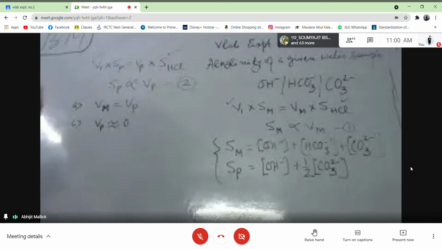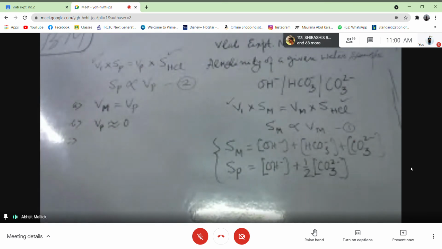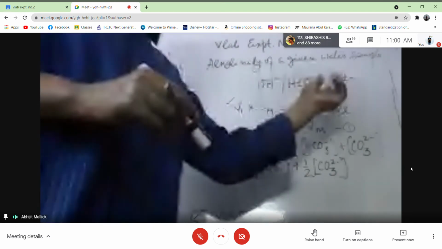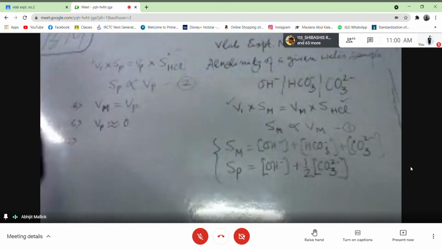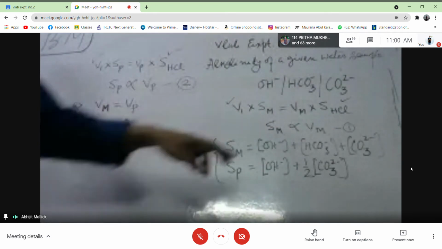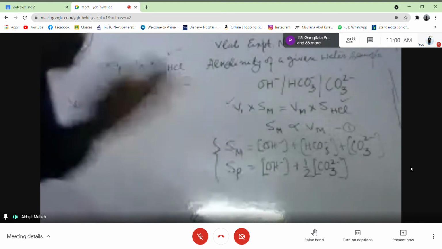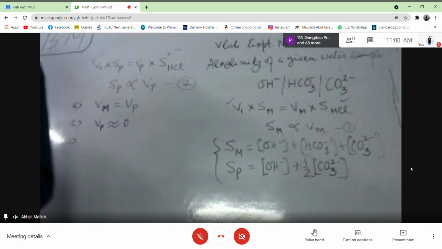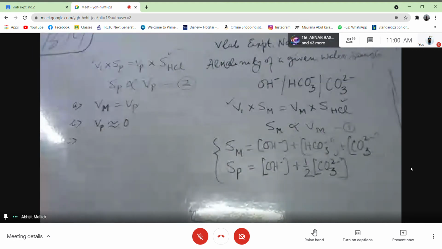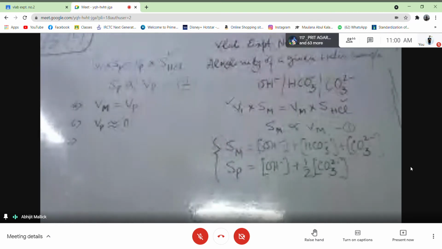Now case number 3, say the sample water contains only carbonate ion. Nothing else is there, only carbonate. That means OH minus is 0, and bicarbonate is 0. So what is the relation between SP and SM? If it contains only carbonate ion, then what is the relation between SP and SM?